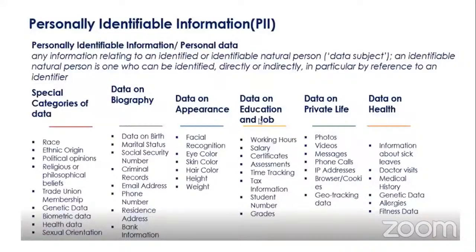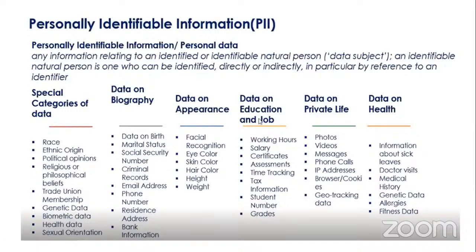So what is this that I'm referring to as personally identifiable information? We are looking at any information related to an identified or identifiable natural person. And in this case, I have quite a number of categories here. We have what we call the special category of data. We also have biographical data, appearance data, education and jobs data, data on private lives, and also data on health. So all these, if you look at it, are able to identify a human being or a person.